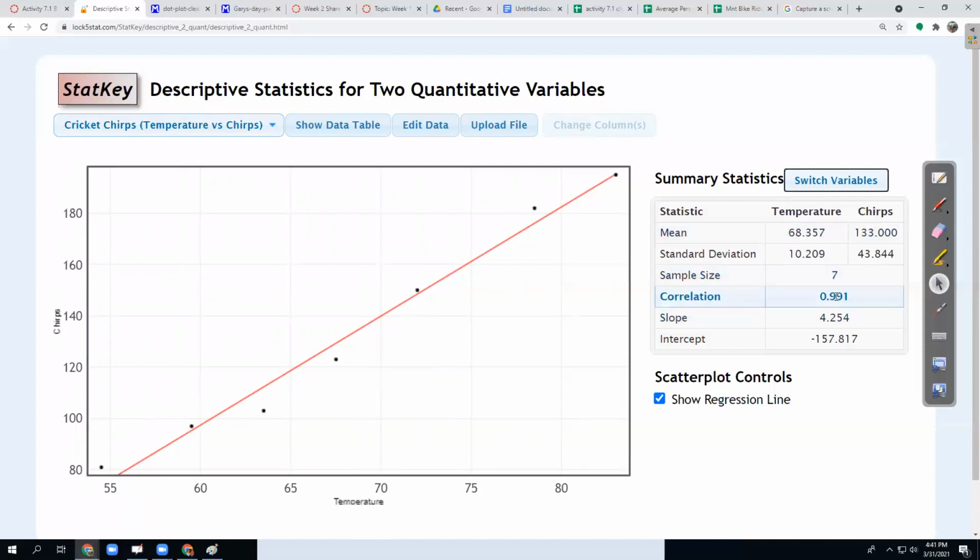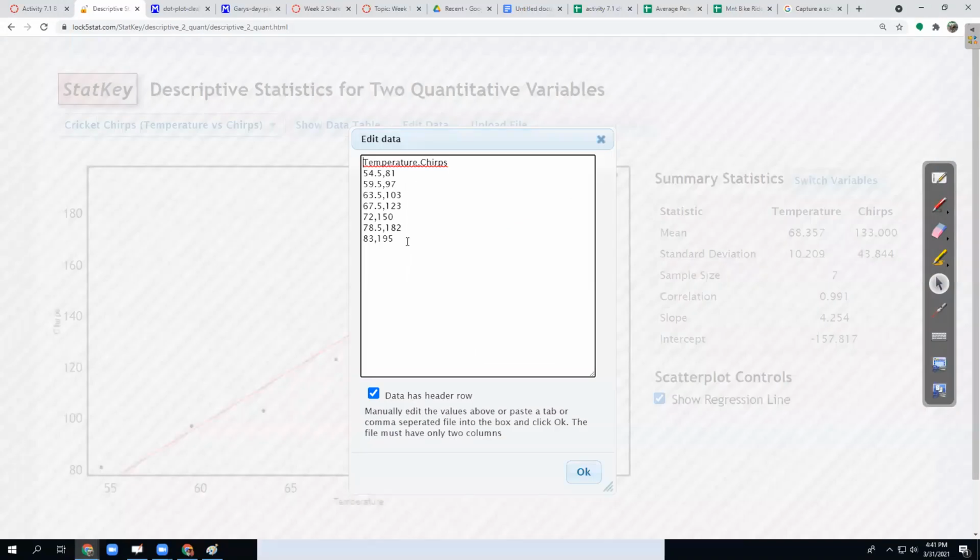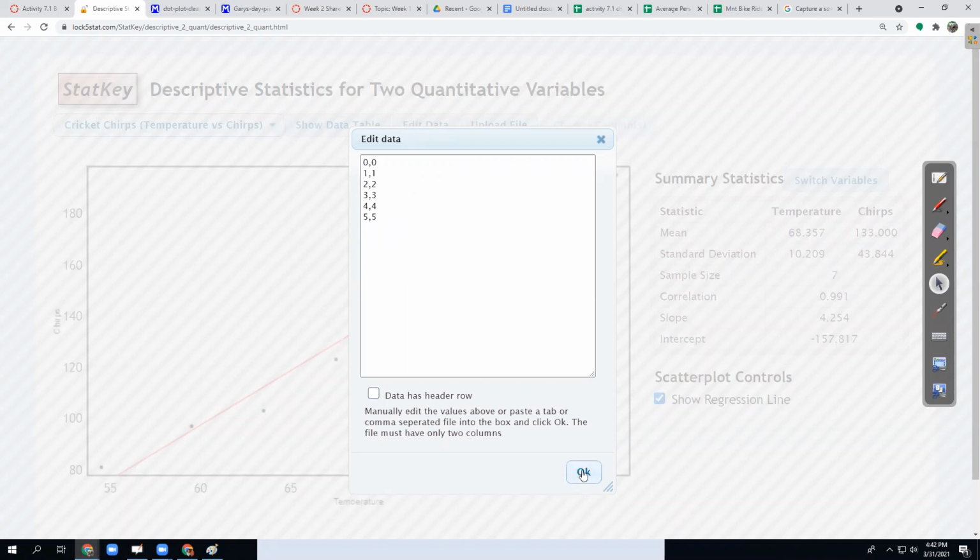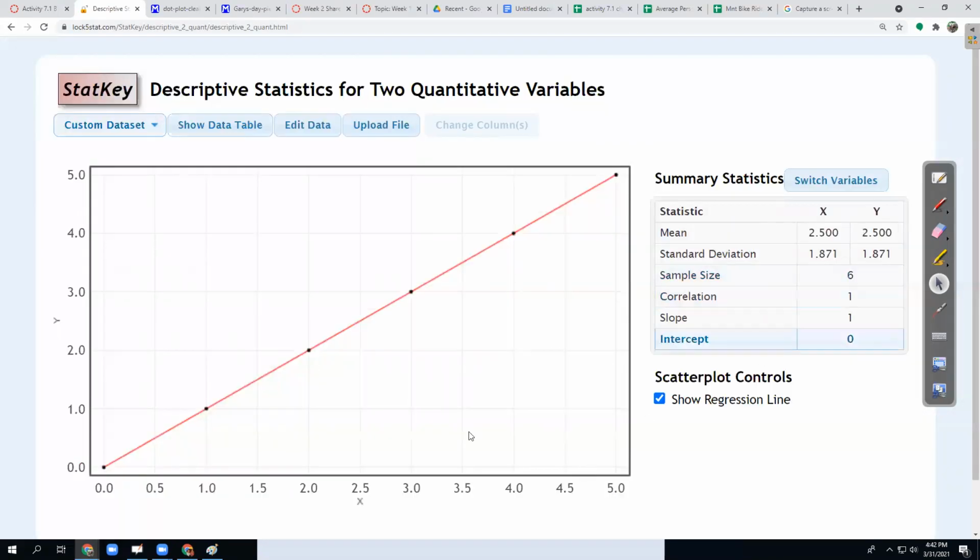And not only do we have correlation, right? Notice this correlation number is almost 1. 1 is as high as you can get. If it were 1, it's a perfectly straight line. So if I were to edit this data and do something like 0, 0, and then 1, 1, 2, 2, 2, 3, 3, I'm making points that line up perfectly. Let's do one more. Doesn't have a header row. I'm going to get a correlation of exactly 1 because my points make a perfectly straight line. There's no cloudiness to it.